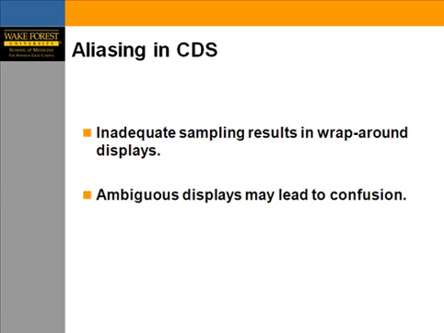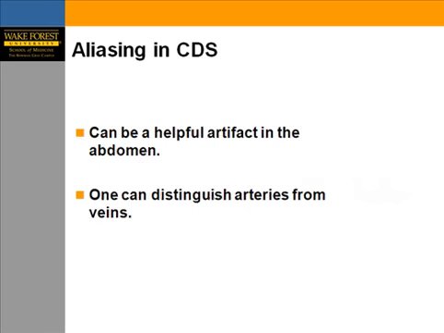Now, color Doppler has artifacts like any other imaging modality. Sometimes it can be good to have these artifacts, and one of those good artifacts, in my opinion, is color aliasing. But aliasing is the result of inadequate sampling resulting from wraparound displays. But remember, ambiguous displays on the image may lead to confusion.